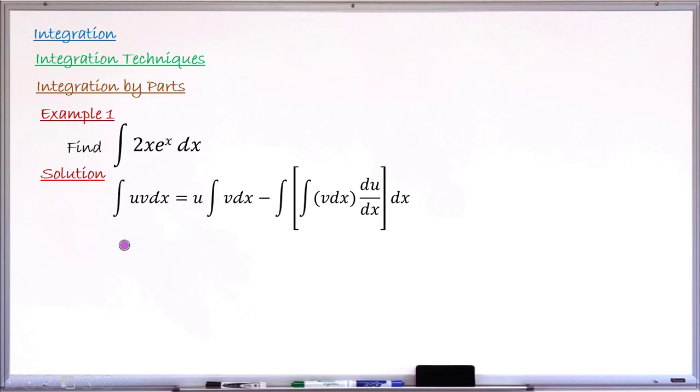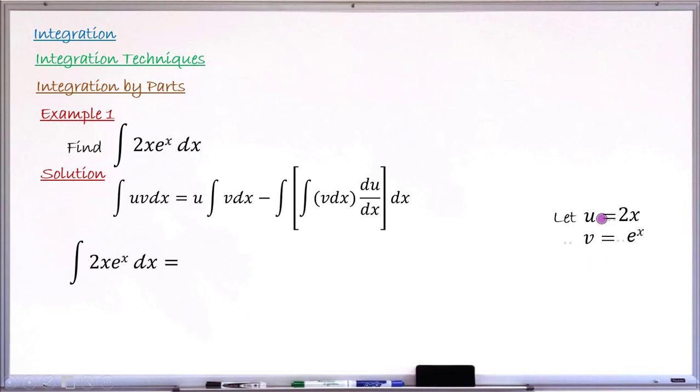Let me just write it. Integral of 2x e raised to x dx. So what I'm going to do first now is to let one of the functions be my u, then the other one be v. Let me do that. So let u be equal to this very first function, 2x. I have 2x as my u. Then the other part will be your function v. That is, v will be equal to e raised to x.